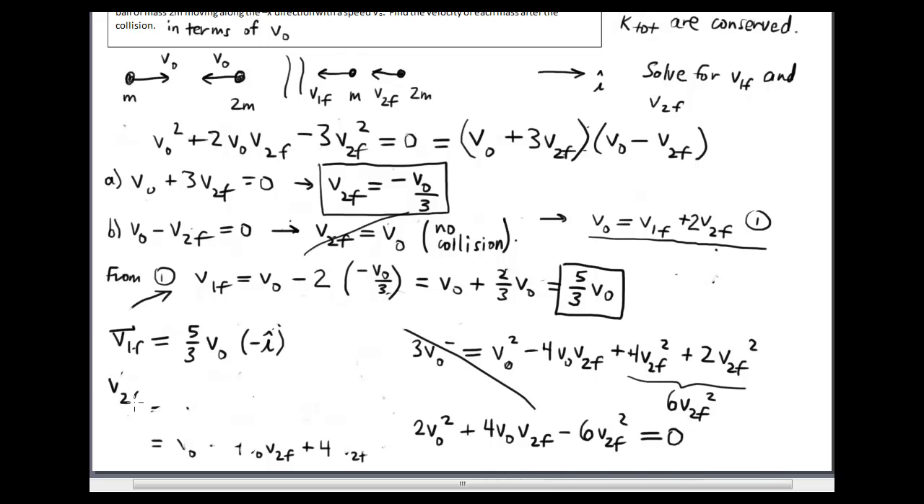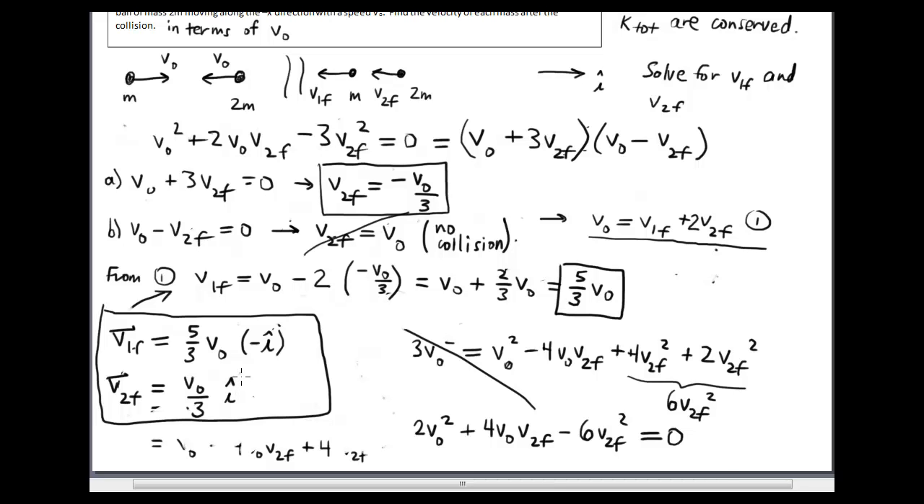v2 final, then, the only difference here is I had it in the sketch in the negative direction, but I got a negative answer for the magnitude, so that actually means that v2 final is v0 over 3 in the positive i hat direction. Okay, so all of my equations were consistent with the sketch, but the fact that I got a minus sign means that the direction was wrong.